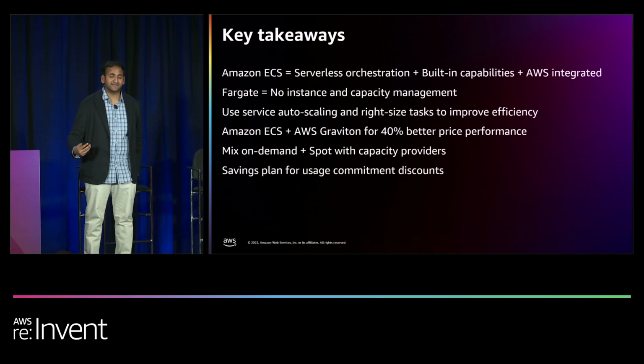You should use service scaling and task right-sizing to make sure that you're efficiently utilizing your compute at all times. If your application allows it, try using AWS Graviton. We've seen customers see up to 40% reduced costs simply by making that jump, especially for applications such as Java applications, Node.js applications, things like that. It's fairly easy to make that jump.